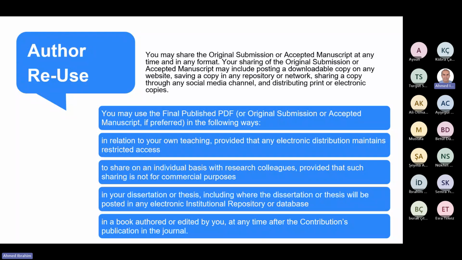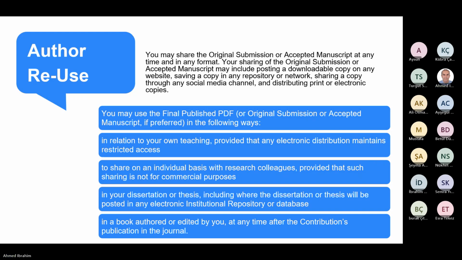For most Sage journals, you can reuse the original submission or the accepted manuscript, with some limitations on the final published PDF. Like if it is your dissertation or thesis, including where it will be posted in any electronic institutional repository or database, that is one of the limitations also. You can share on an individual basis with research colleagues, provided that such sharing is not for commercial purposes. You can use it in relation to your own teaching, provided that any electronic distribution maintains restricted access.